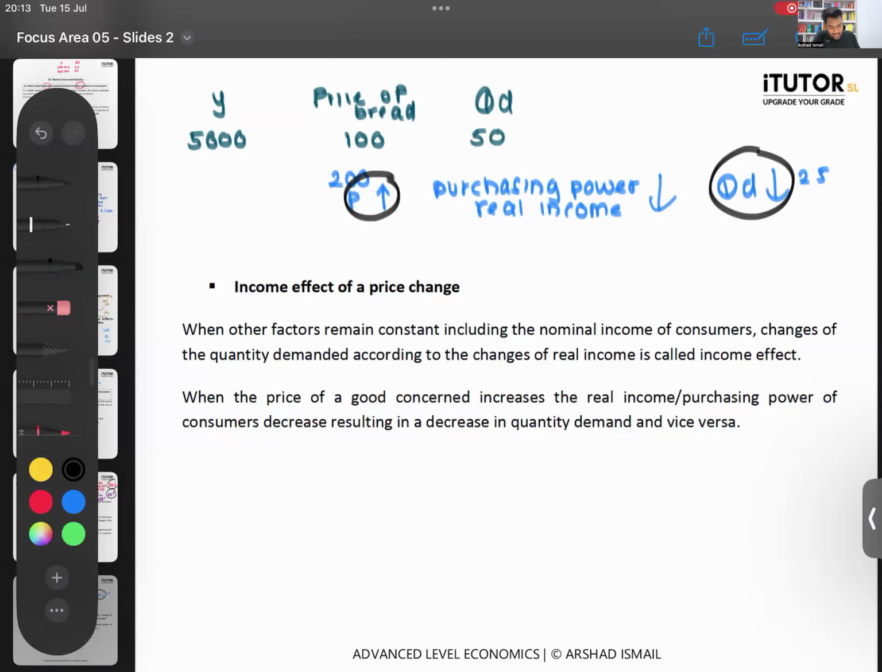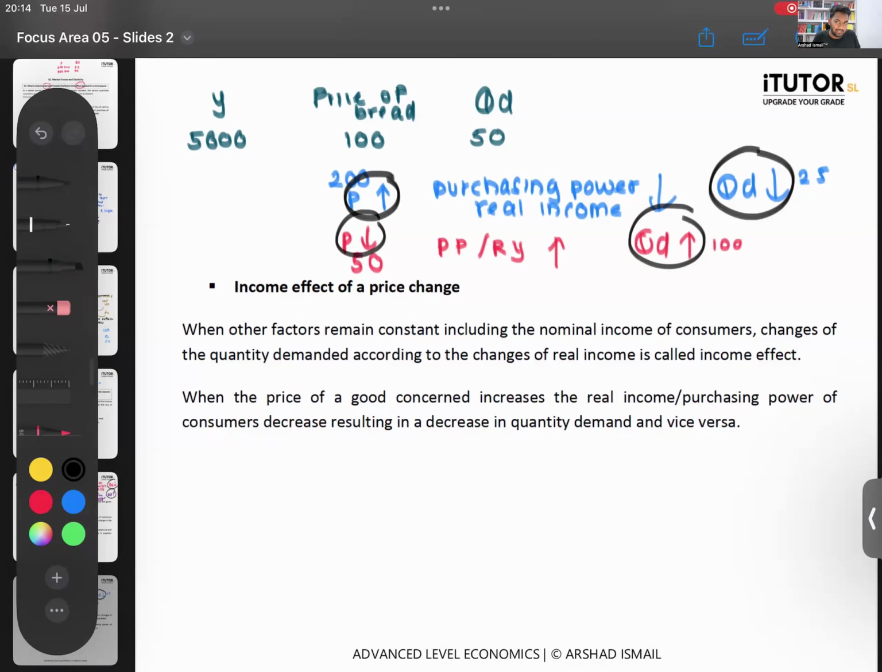Same thing the other way. What if the price of the bread comes down to, let's say, around 50 rupees? Now with my 5,000, how much bread can I buy? What happens to my purchasing power, PP, or real income, RY? Now it increases. With my 5,000 rupees, I can buy a lot of bread. So as a result, what happens to my quantity demand? Now I can afford to buy 100 bread. Maybe for a day, I can eat around 3 bread. So price reduces, QD increases.